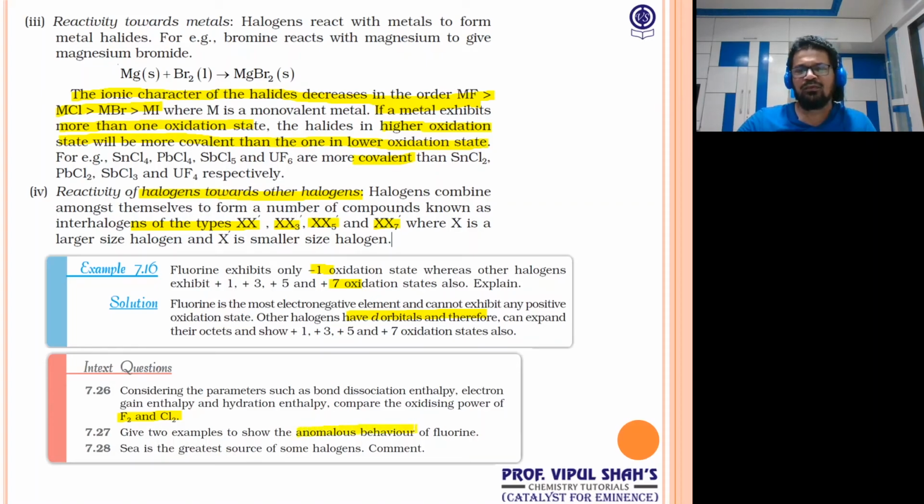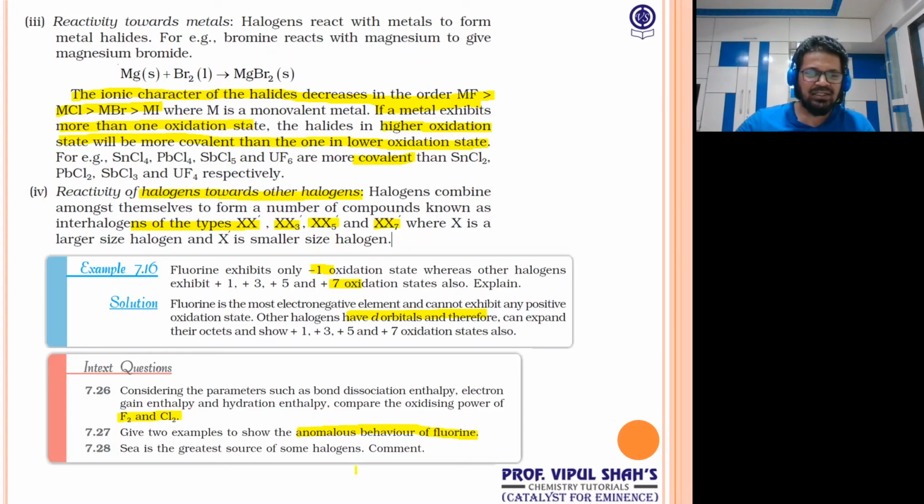Then examples to show the anomalous behavior of fluorine. People, anomalous behavior of fluorine, the most important is no vacant d orbital. So only one oxidation state it forms, that's -1. Only one oxoacid it forms, that is HOF, I told you, hypofluorous acid, where oxygen oxidation state is 0. Then you can say among hydrogen halides, HF is the only one which is a liquid at room temperature. Rest are gases, HCl, HBr, HI, due to intermolecular H bonding. So you have many points, any two to be given there.